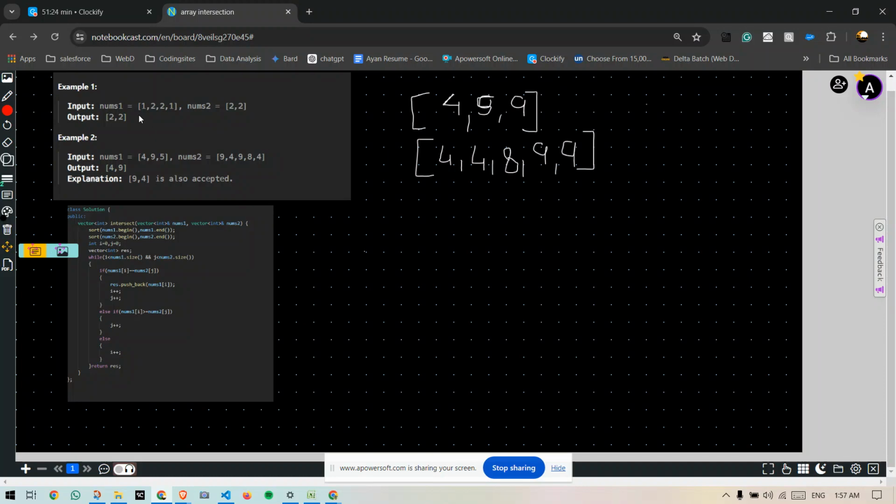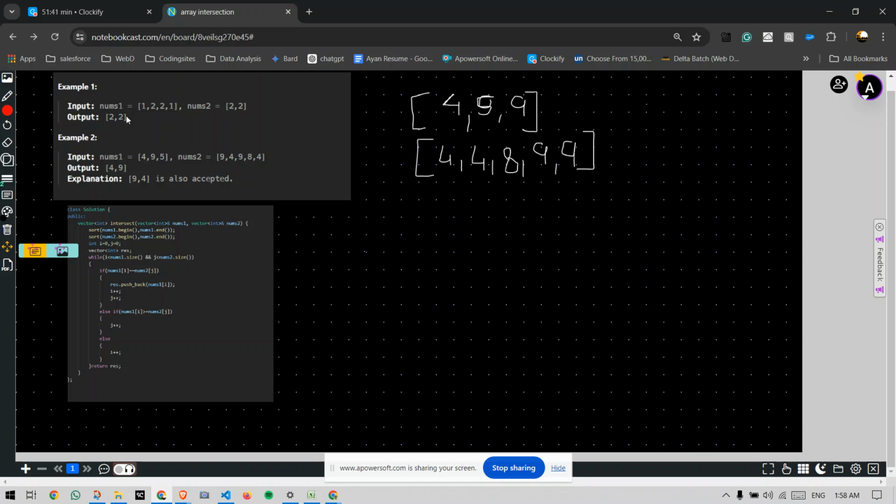So I have the example of 1 2 2 1 and the other array of 2 and 2. What are the common numbers? By human intuition we can clearly see that the common numbers are 2 and 2. So yeah, the output is 2 and 2.